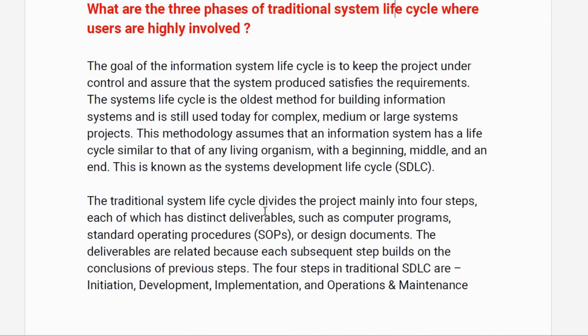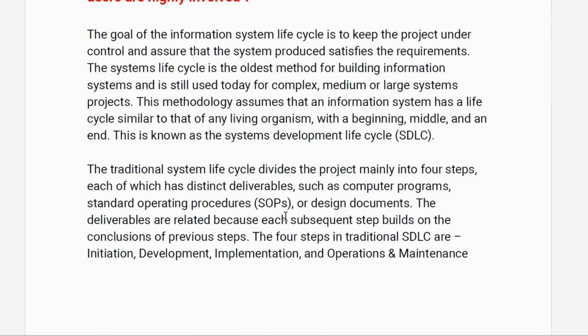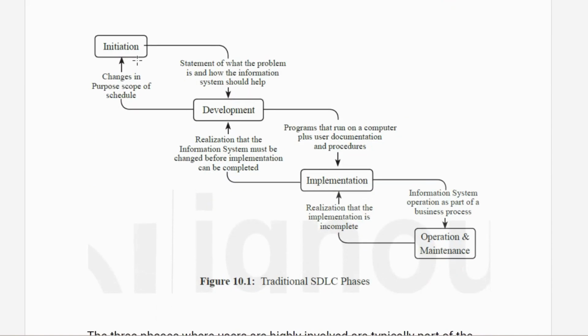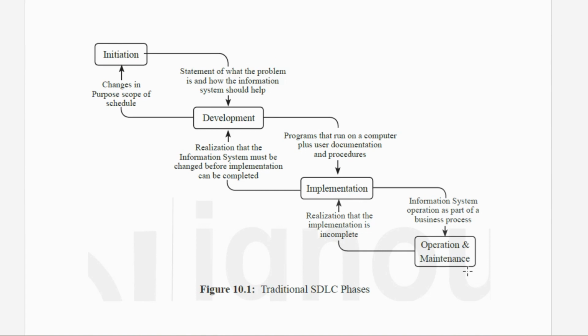The traditional system life cycle divides the project mainly into steps, producing things such as computer programs, standard operating procedures, design documents and so on. The 4 steps in traditional SDLC are the initiation, development, implementation, and operations and maintenance. That's what this figure shows. The first stage is initiation, with changes in purpose, scope and schedule. The second one is development. After developing the information system, we do the implementation of that system, and then we operate, maintain and monitor that information system as part of a business process.